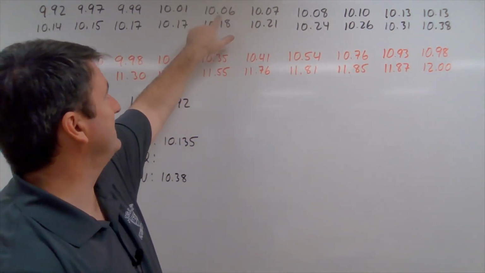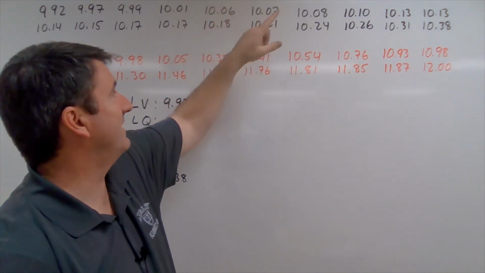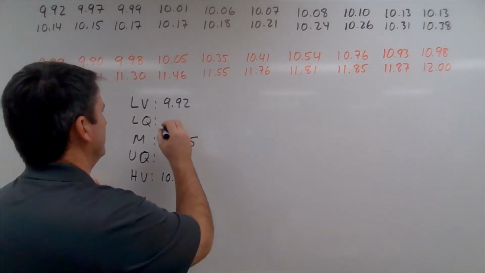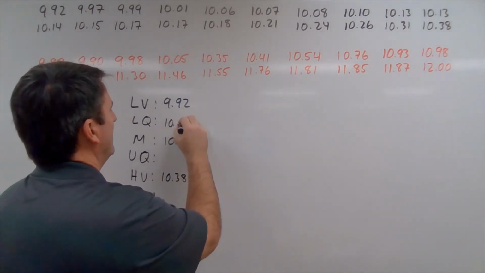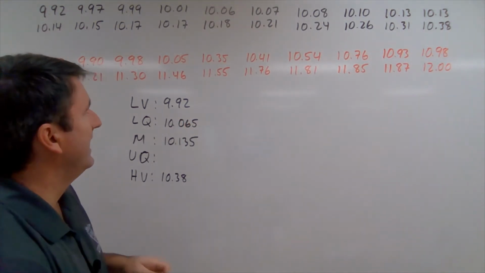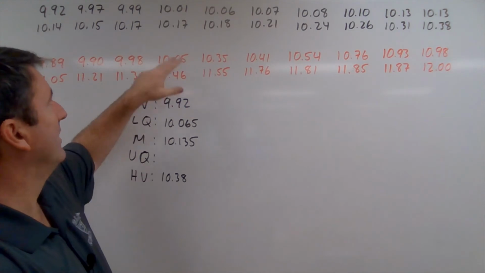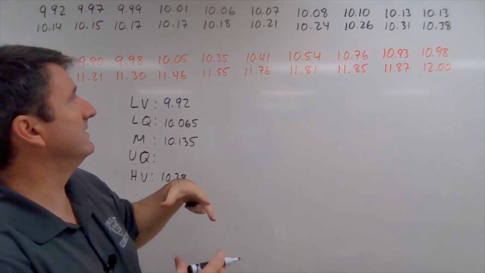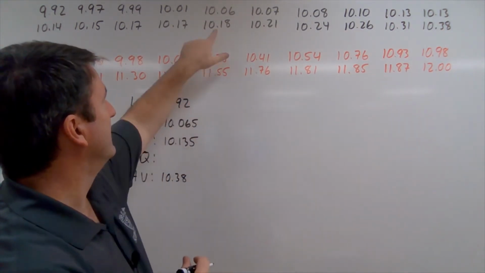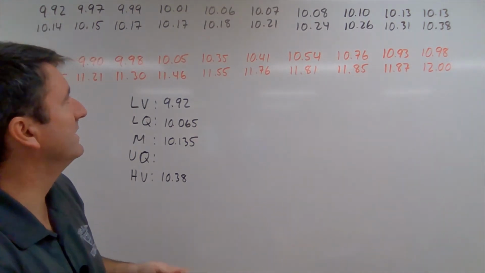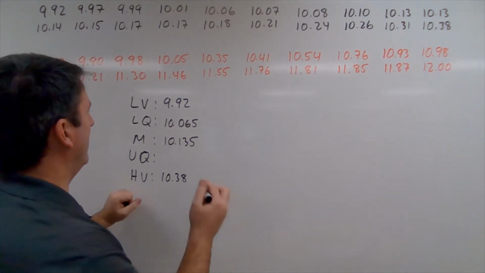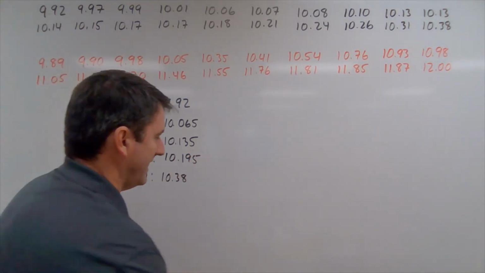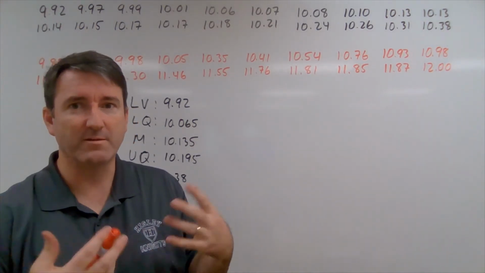So that's going to be halfway between the 5th value and the 6th value. So 10.06 and 10.07, halfway between those is going to be 10.065. And then for the upper quartile, we're looking for the median of the upper half of our data set. So halfway between 10.18 and 10.21 is going to be 10.195. All right, so that's the 5-number summary for that black data set.